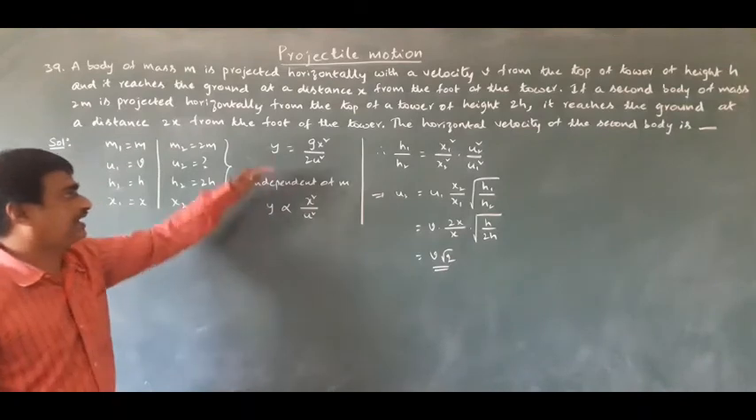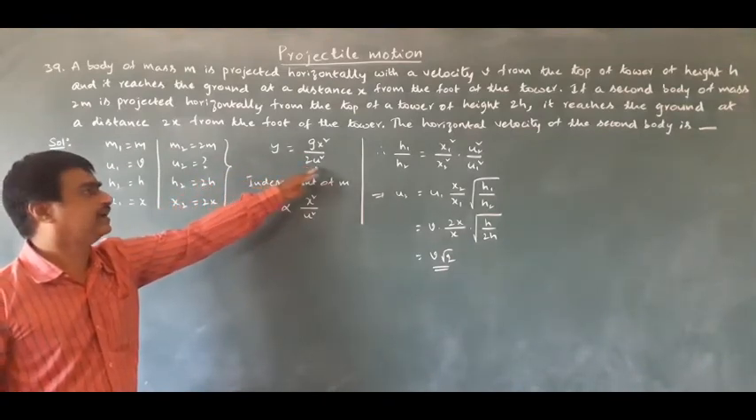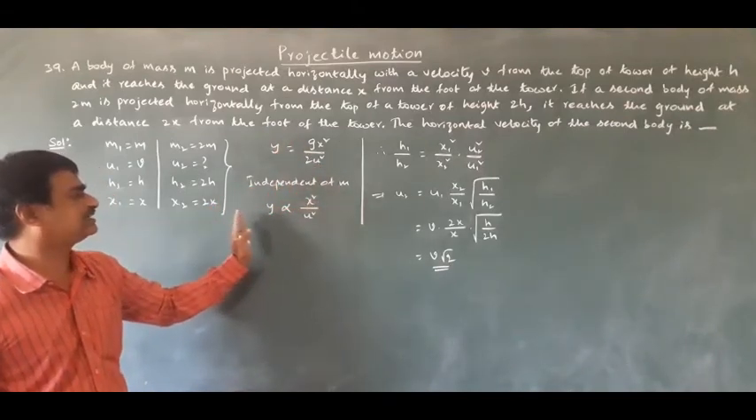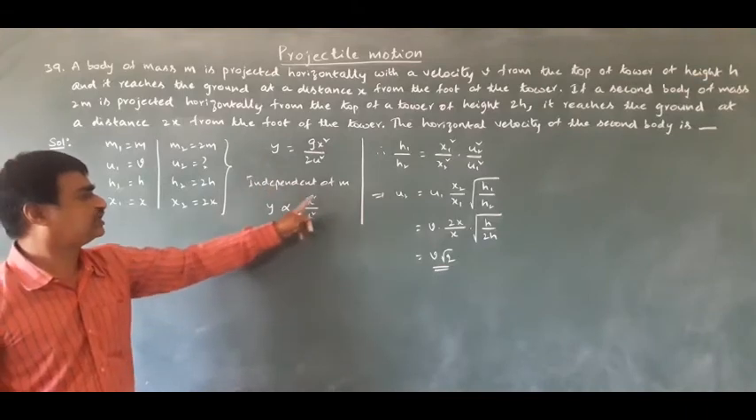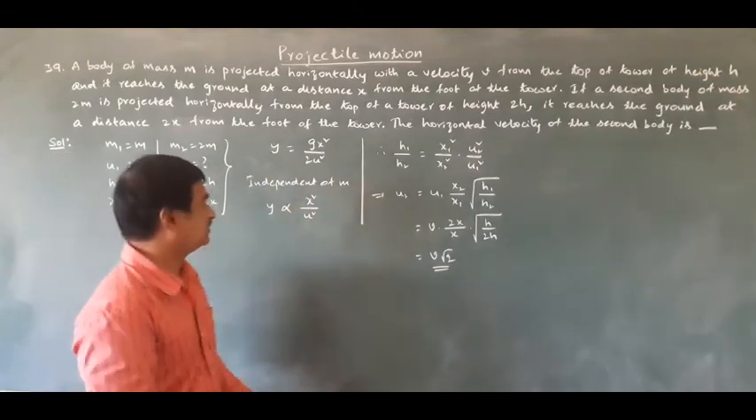Then we are having this one, y is equal to gx square by 2u square, where u is horizontal velocity. Okay, it is independent of m. Therefore, we can straight away write that y is proportional to x square by u square. Here y is nothing but h.